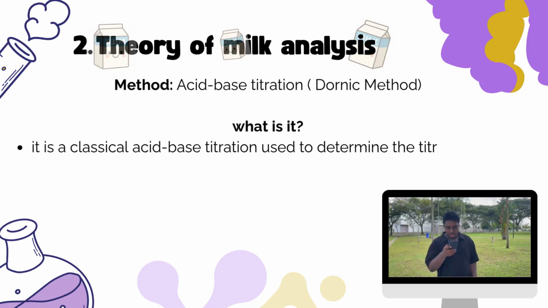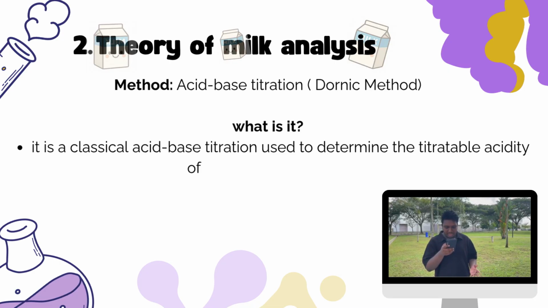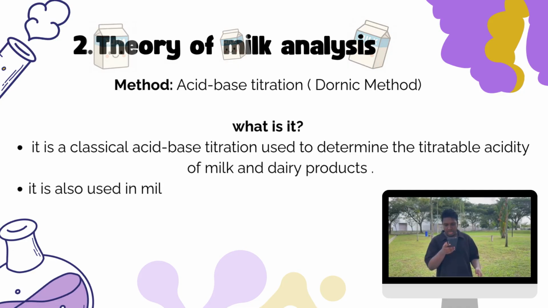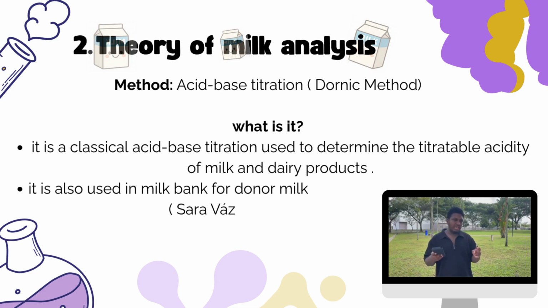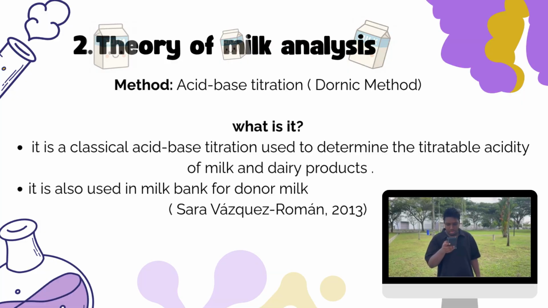The Dornic method is a classical acid-base titration used to determine the titratable acidity of milk and dairy products. Basically, we want to know the acidity of a certain milk before it spoils. It is also used in milk banks for donor milk, based on Sarah Vanquist Roma from 2013.